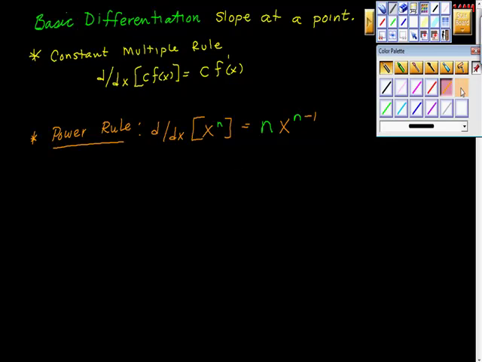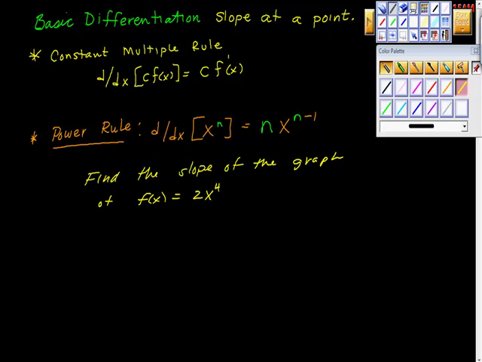So let's try to apply this a little bit. I think this is going to get really easy. Let's find the slope of the graph of f of x equals 2x to the 4th power when, I don't know, (a) x equals 1, (b) x equals 0, and (c) x equals negative 1. And all these numbers are just arbitrary.